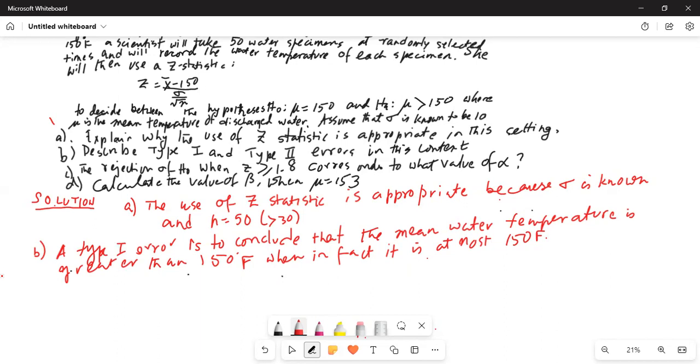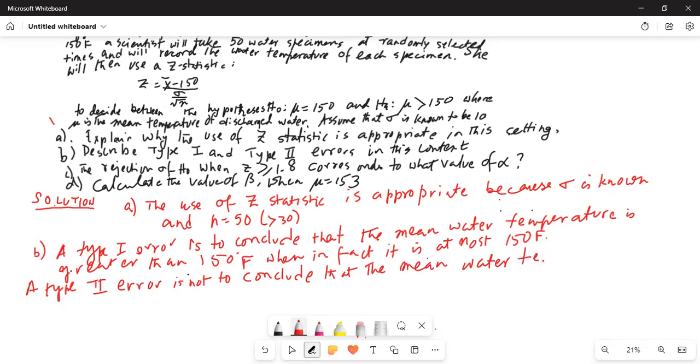Type 2 error. What is a type 2 error? A type 2 error is not to conclude that the mean water temperature is greater than 150 degrees Fahrenheit, when in fact it is greater than 150.